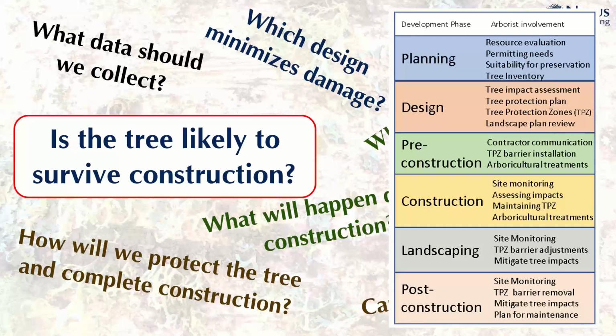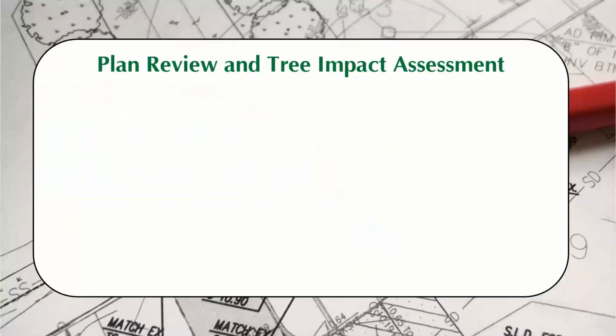I could get asked, is the tree likely to survive construction, in any one of these phases. But the time that I spend the most on this is during the design phase, in what we call the tree impact assessment. In the second edition of the best management practices, the older one, it never once mentions plan review and never once mentions this tree impact assessment. So this is a new thing that we've added that I think is really important.